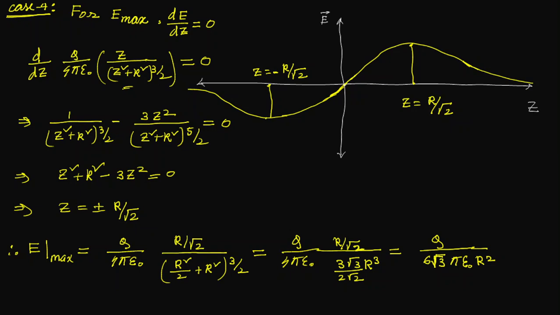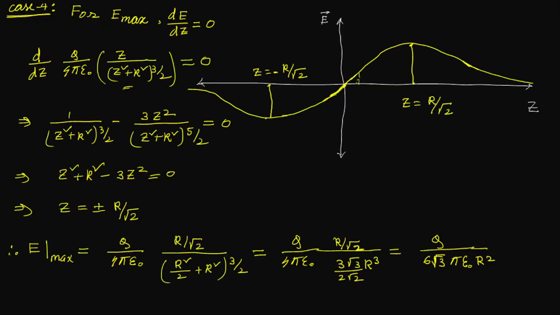On the axis at the center it will be 0, and when the value of Z is much less than R, in this region the electric field will increase linearly. When Z is much greater than R, in this region the electric field behaves as a point charge, so it will decrease with distance as 1 by Z square. Between them, at some point the electric field will be maximum, at Z equals R by root 2, and the maximum value will be Q divided by 6 root 3 pi epsilon naught R square. Okay, good.